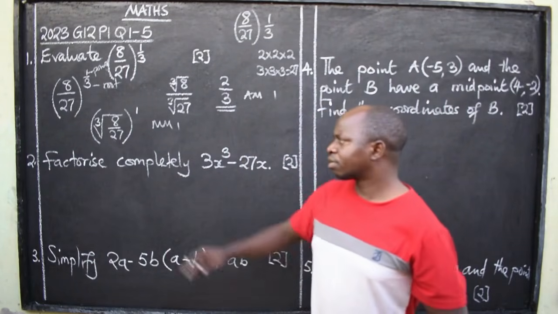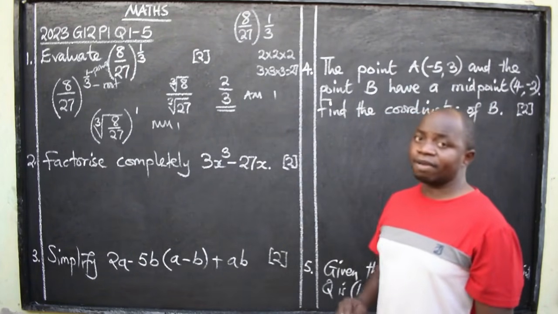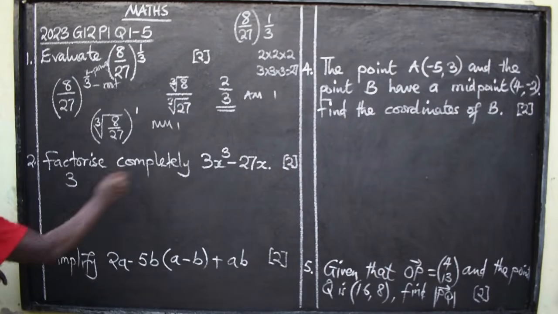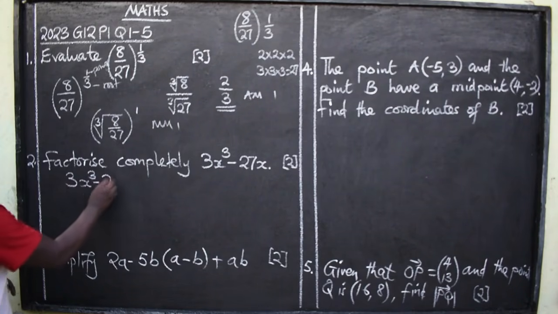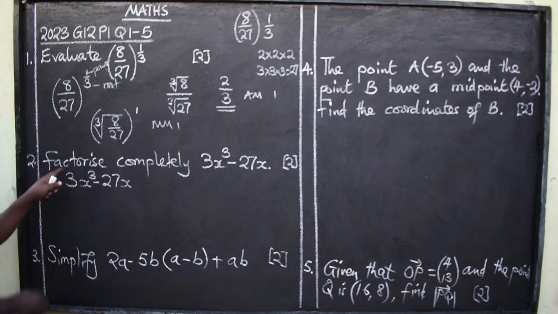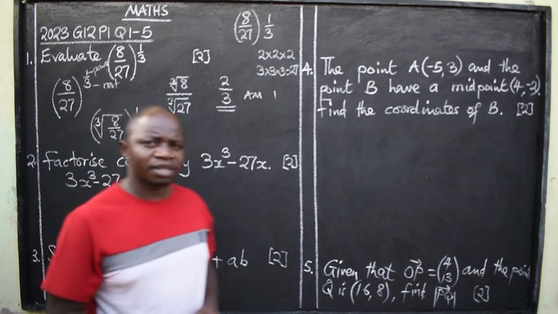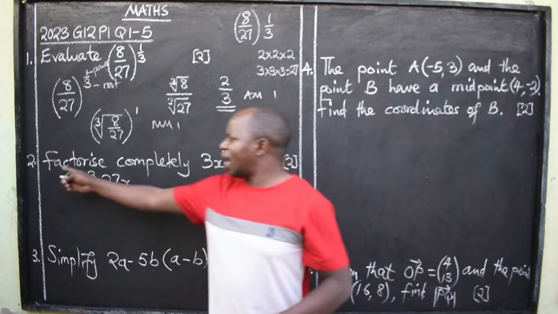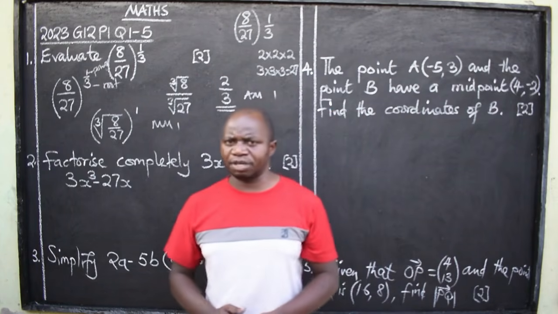Number 2, factorize completely. We have this expression, which is 3x to the power 3 minus 27x. We are told to do what? To factorize completely. What topic is this? Algebra. This is algebra. When you are told to factorize, you have to remember the type of factorization.